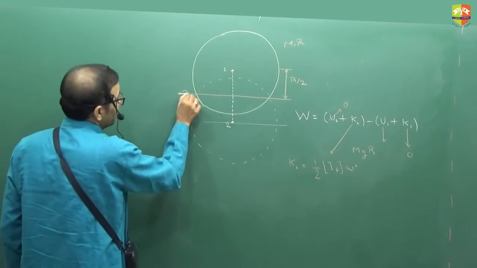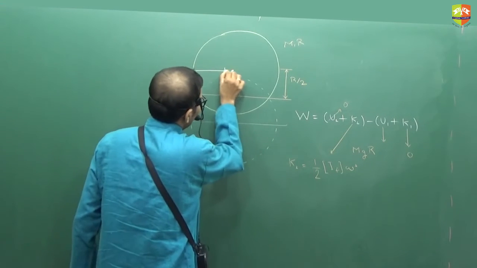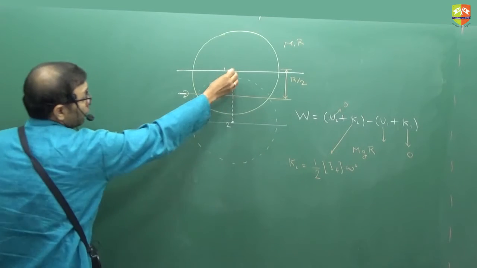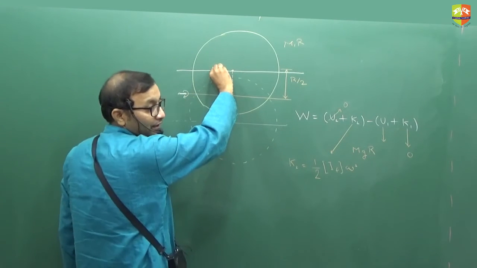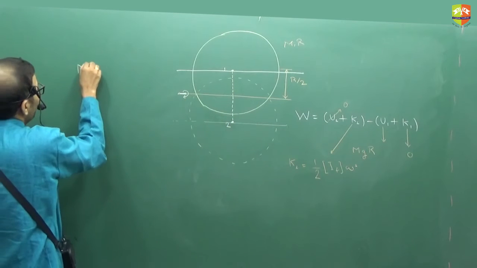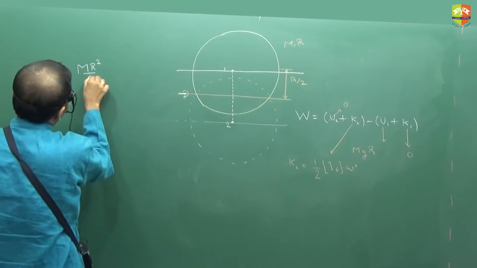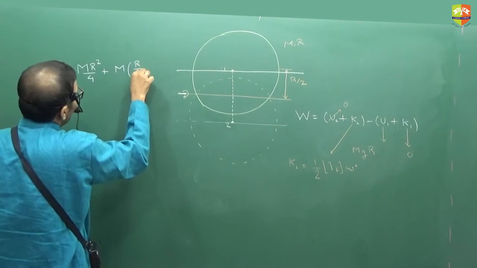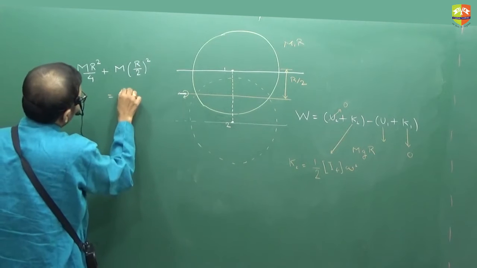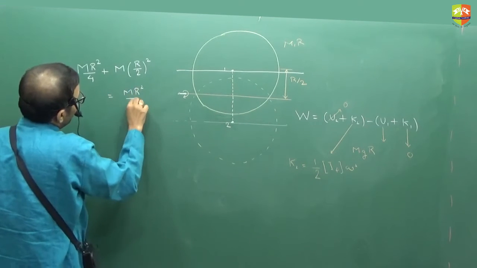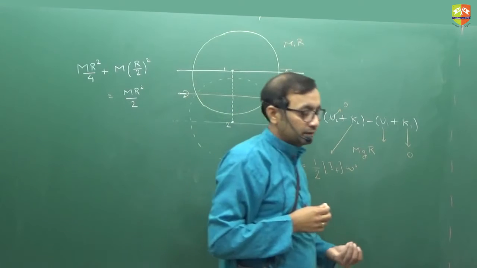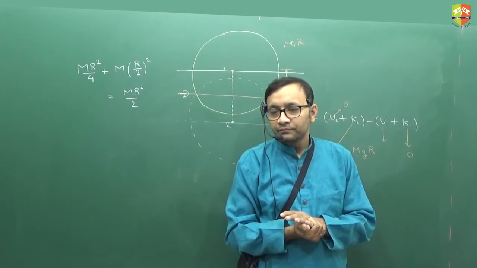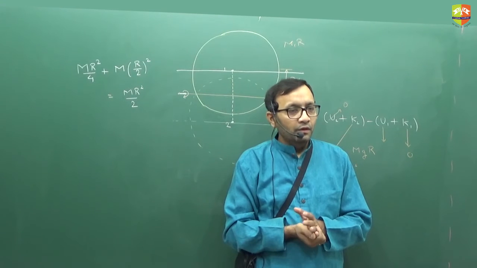How will you find moment of inertia about this axis? I have to apply parallel axis theorem and perpendicular axis. So about this axis, I know it is mr square by 2. So about this will be mr square by 4. So mr square by 4 is your I_CM, which is parallel to that axis. You have to shift it: m into d square, which is m into r by 2 whole square. So this will be equal like this. Understood? Fine. Any doubts?